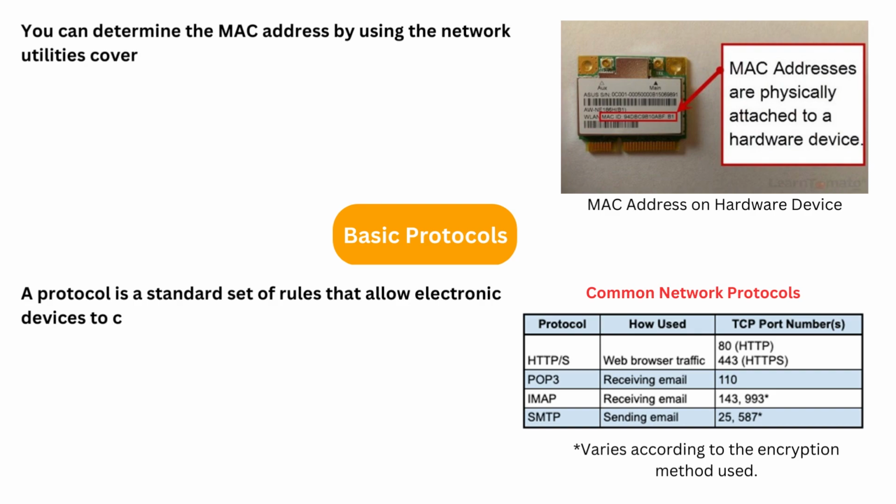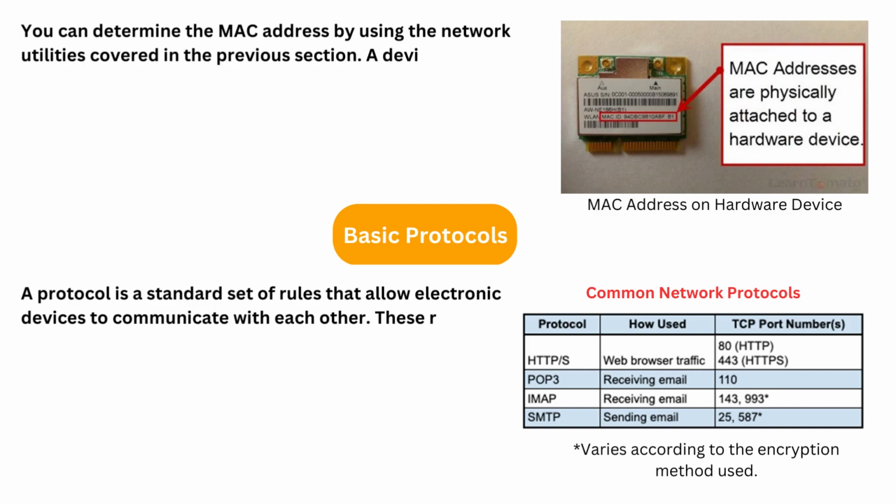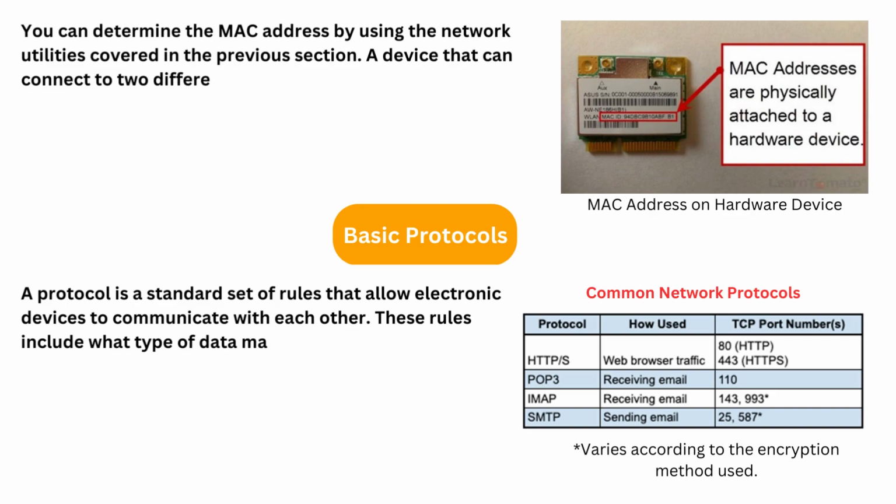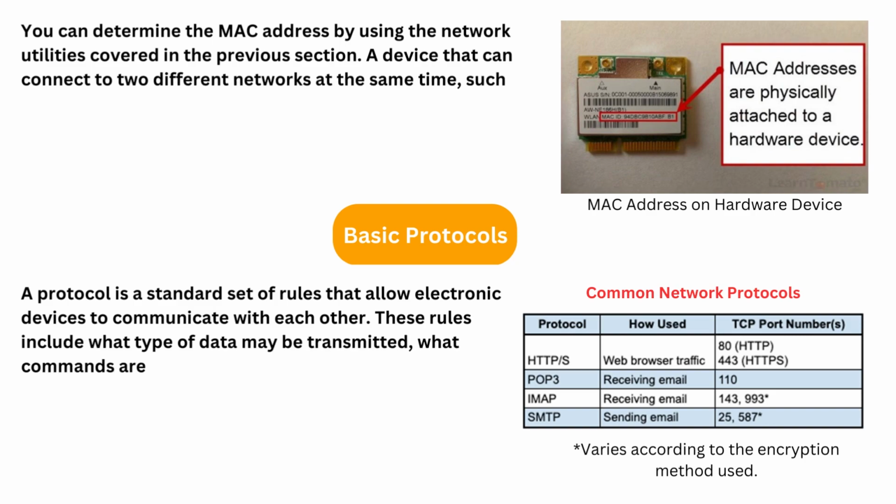A device that can connect to 2 different networks at the same time, such as a router, will have 2 different MAC addresses, one for each connection. Some operating systems and utilities allow the MAC address for a network device to be changed. This is referred to as MAC spoofing.